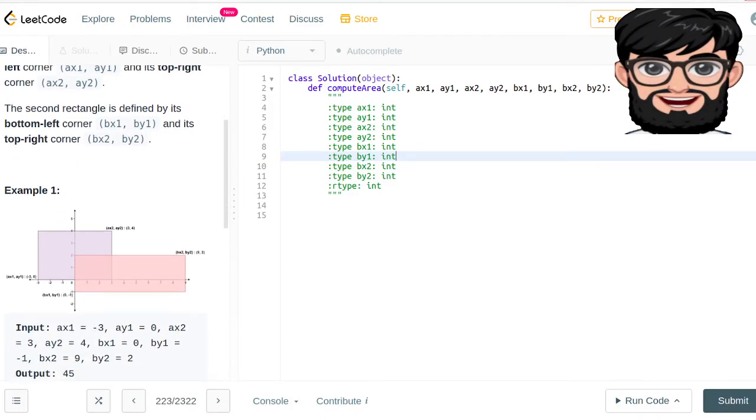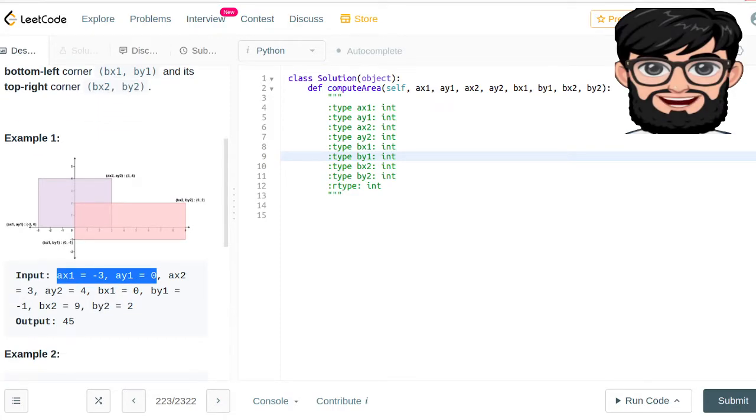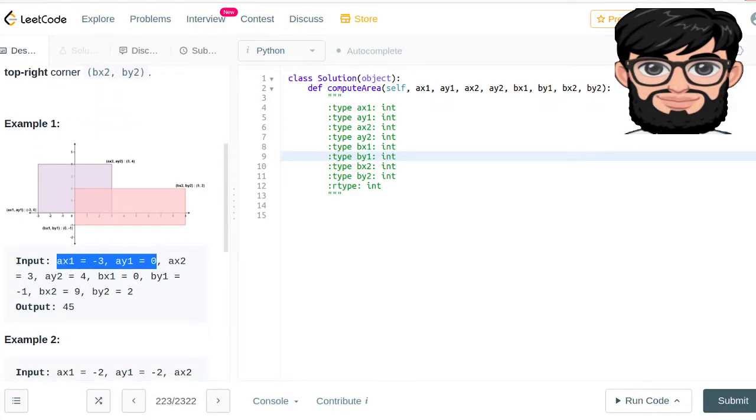by2. So we have been given these two rectangles and their bottom left corner is provided and the top right corner is provided, for the two rectangles. So basically we are calculating the area of one rectangle, then the other rectangle, and then we have to subtract the overlap between them. That's what we're gonna be doing.